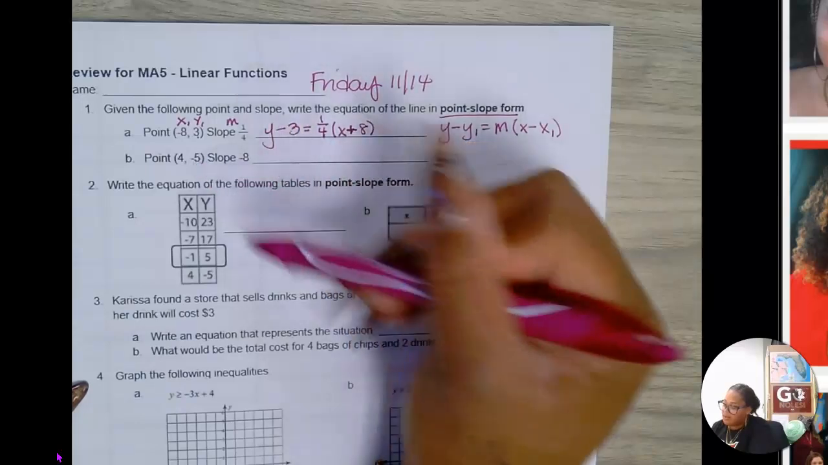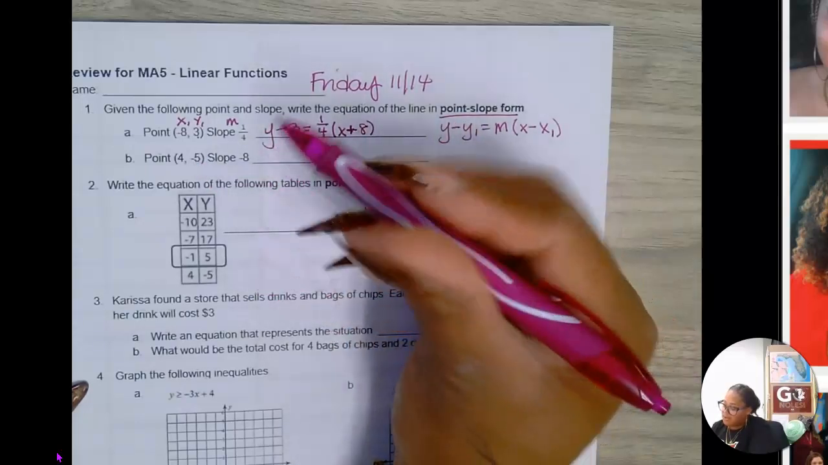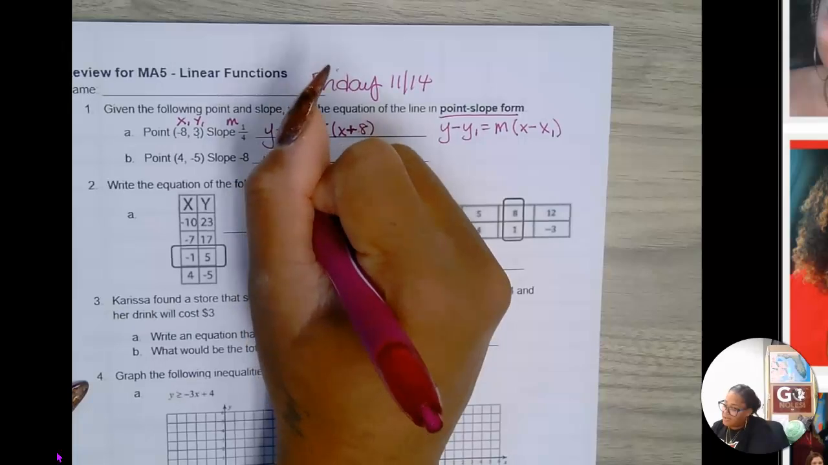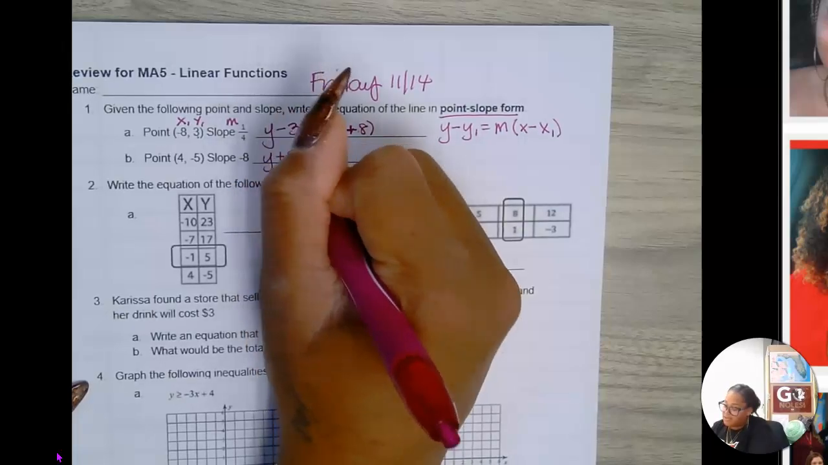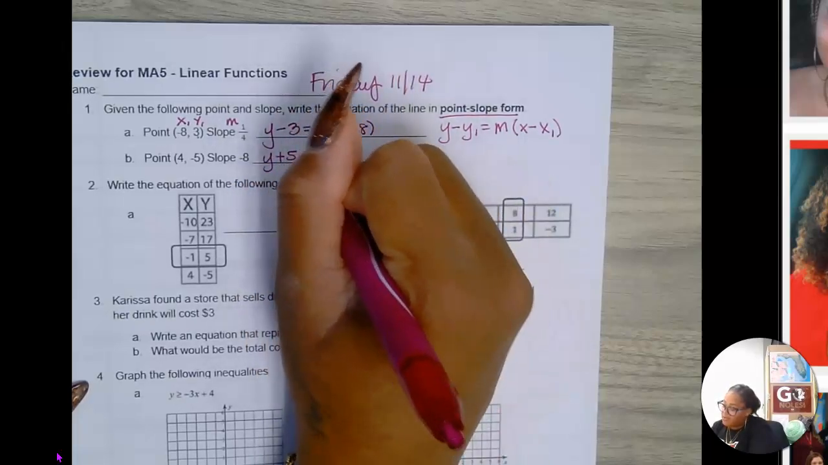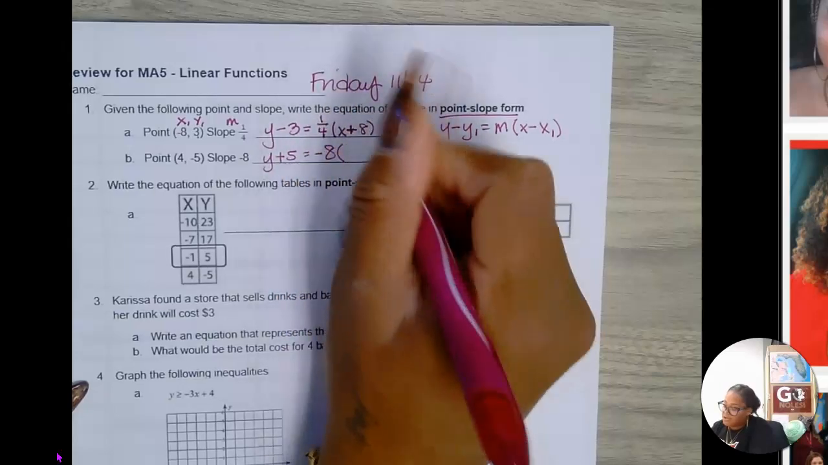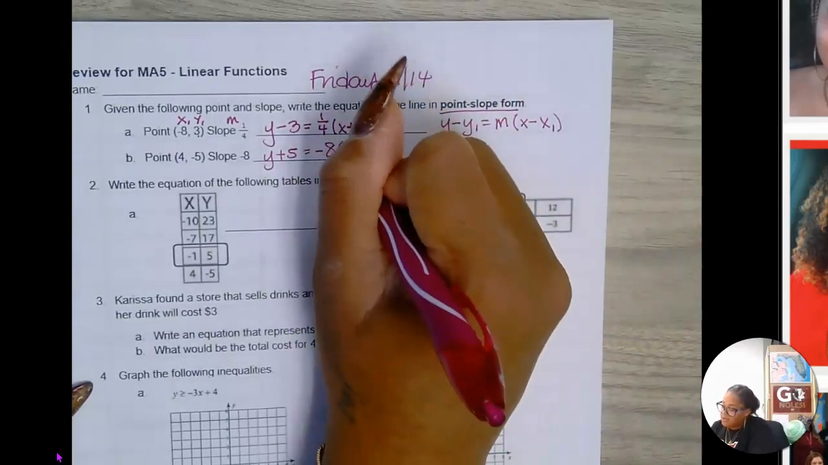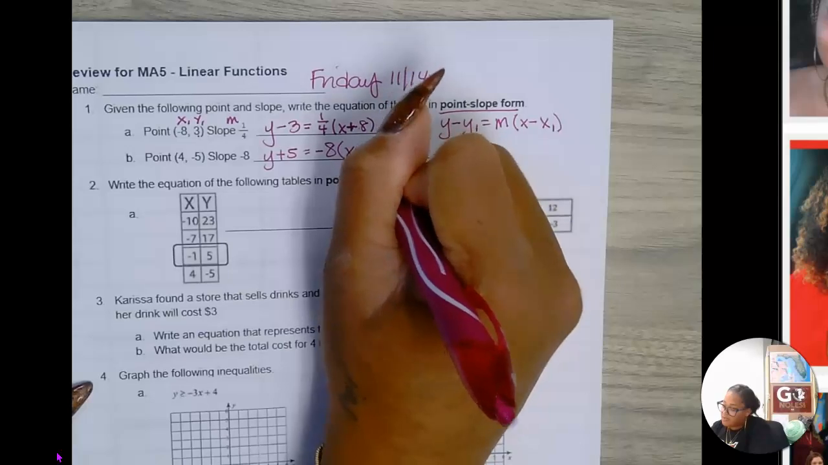Now the y is going to be negative here, so it'll be y plus 5, because it'll be minus negative 5 equals negative 8. The slope doesn't change its sign ever, times the quantity of x minus 4.